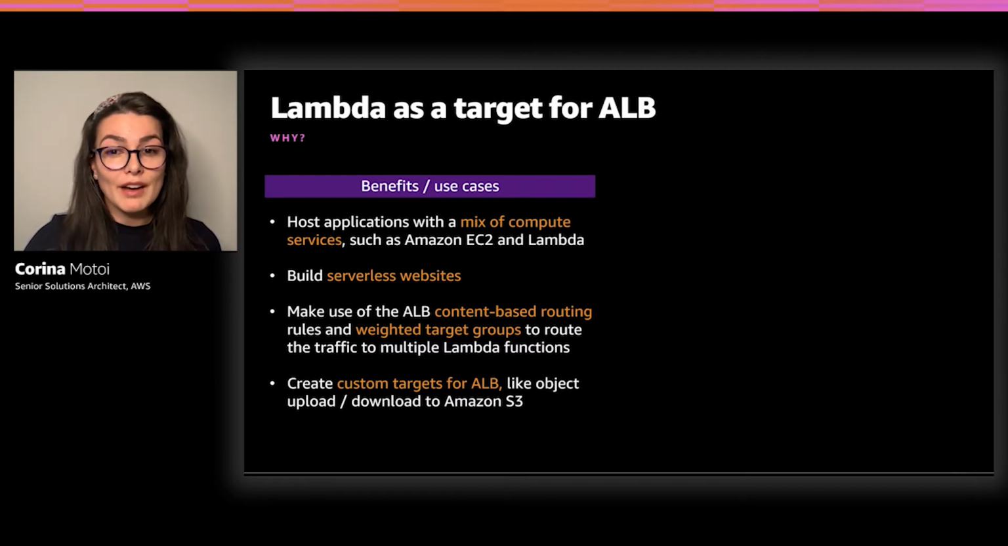Also, you can have your ALB fronting multiple Lambda functions. Another handy thing about having Lambda as a target for the ALB is that now you can take one step further and create custom targets, such as serving a static website sitting in S3 just by triggering the code with a Lambda function.